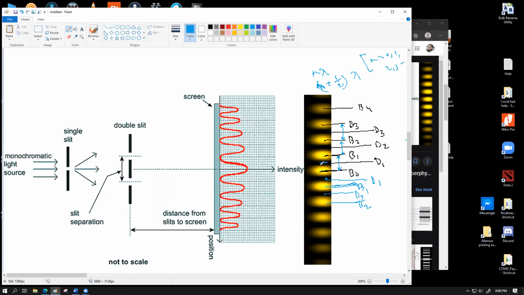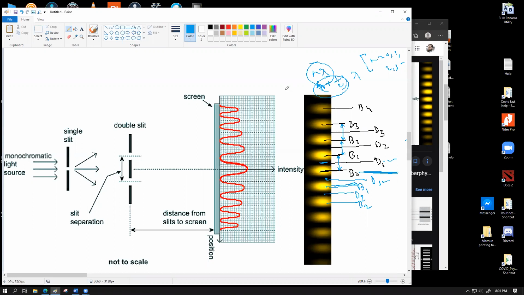So for the central maximum, n equals 0. For the first dark fringe, n equals 0. So at this point, the path difference is 0 lambda. At these two points, D1 and D1, the path difference is half lambda each. So here our path difference is half lambda, here our path difference is half lambda, and this slowly goes in incremental order. This is for the bright fringes, and this is for the dark fringes.